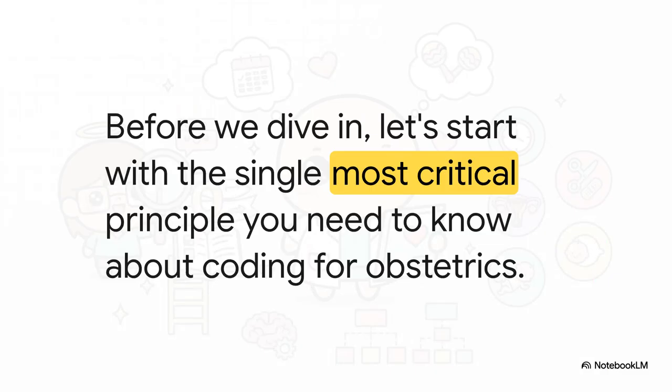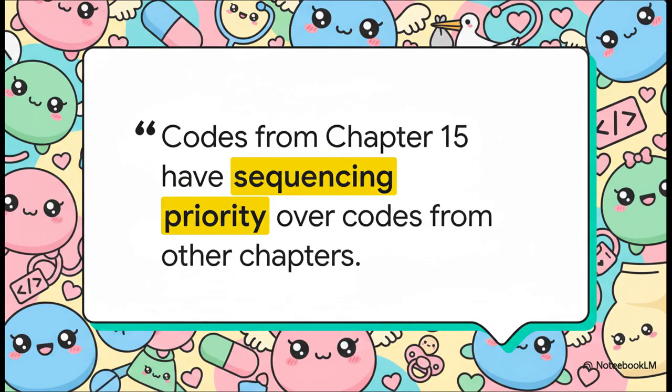But before we get into any of the nitty-gritty, there is one single foundational rule that you absolutely have to know. If you get this one thing right, everything else just kind of falls into place. It is the key that unlocks all of OB coding, so let's put it right up front. And here it is. This is literally the golden rule. Straight from the ICD-10-CM guidelines, it says that codes from Chapter 15 have sequencing priority. What does that mean? It means the codes for pregnancy, childbirth, and that postpartum period almost always have to be listed first, before codes from any other chapter. And this isn't just a friendly suggestion. It's what makes sure the pregnancy is recognized as the main reason for the patient's care.